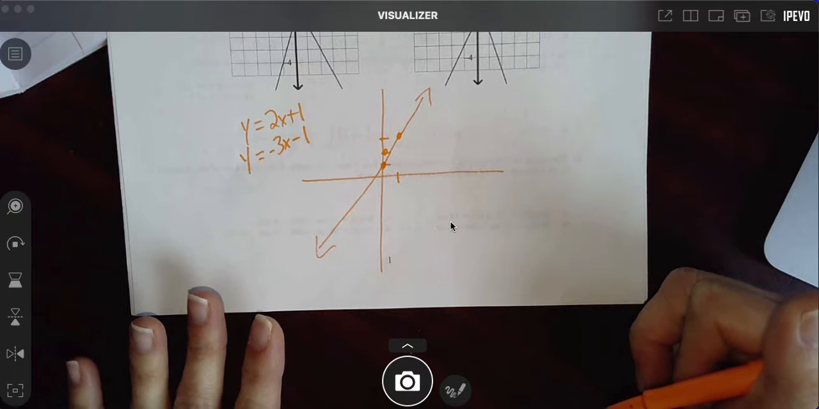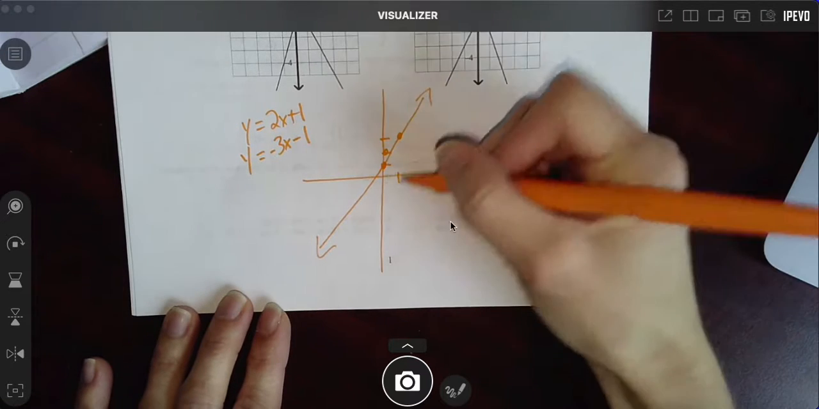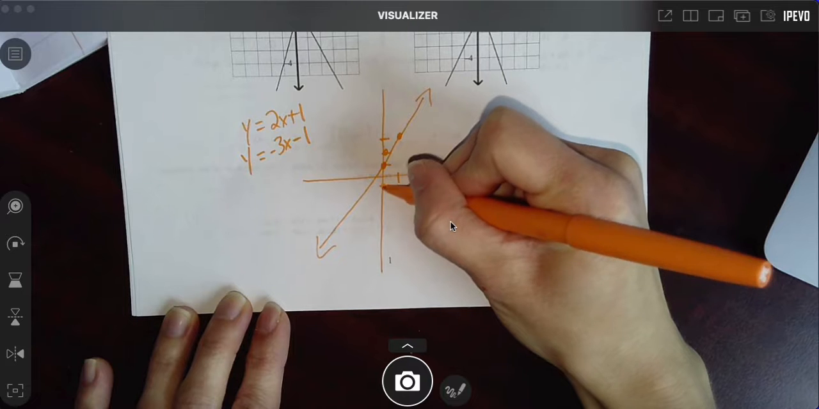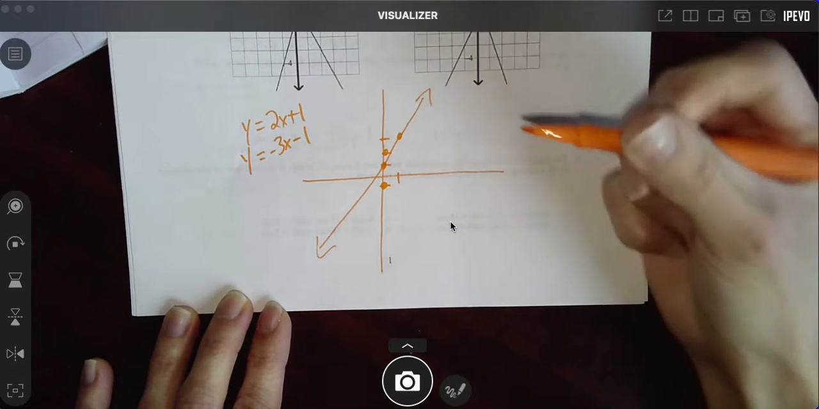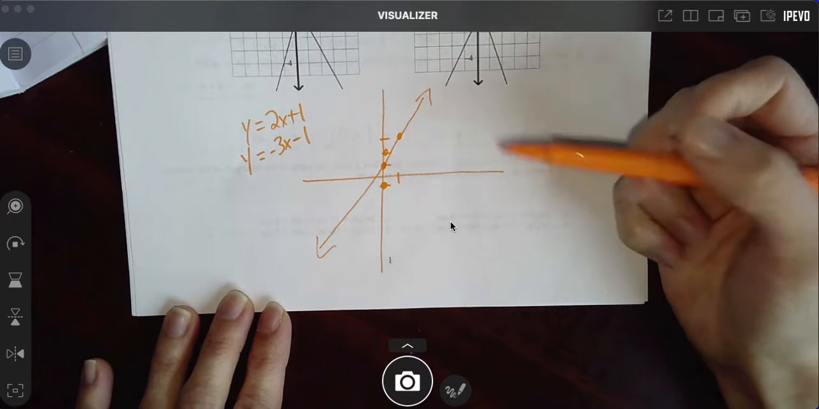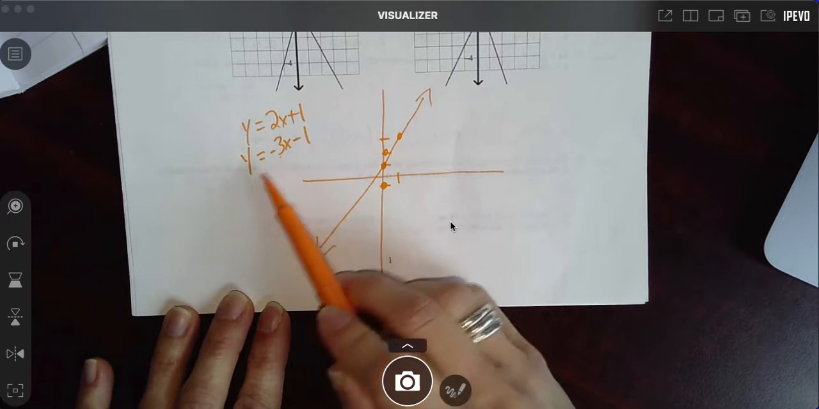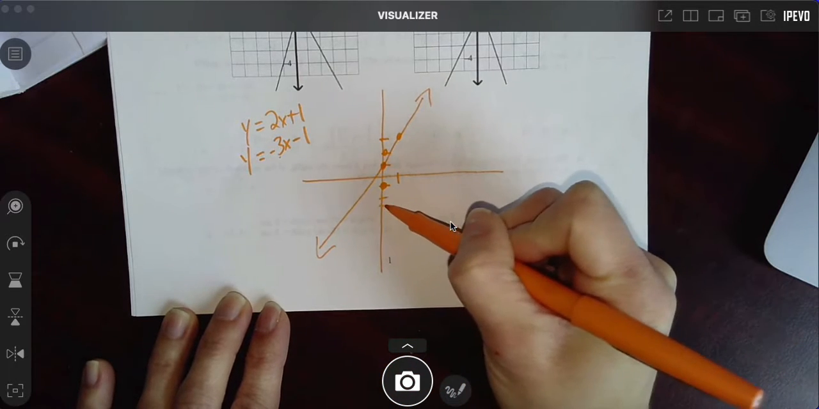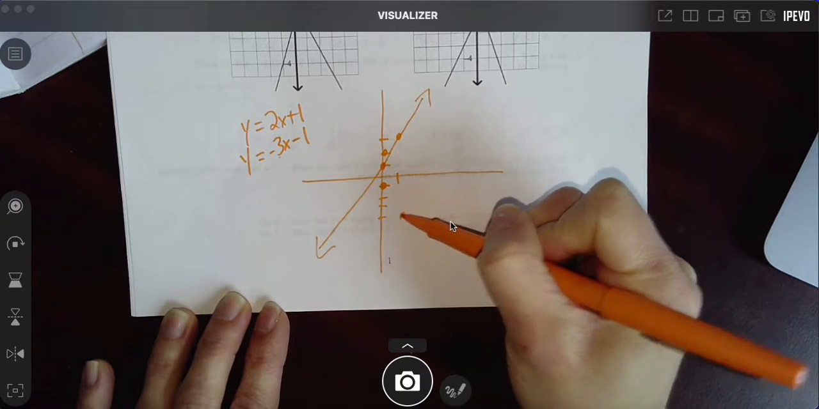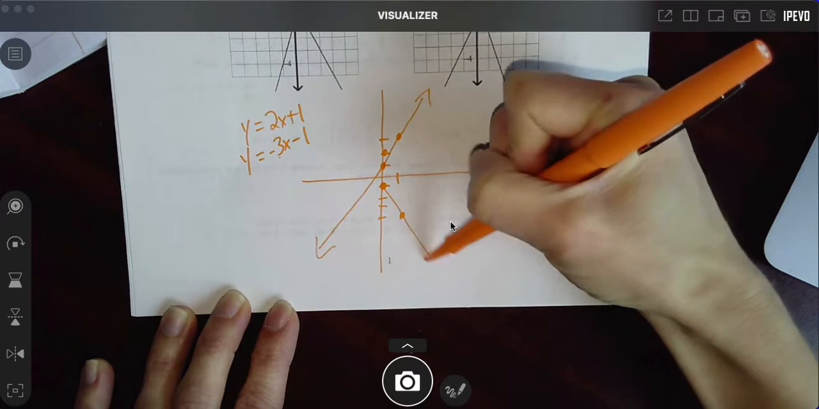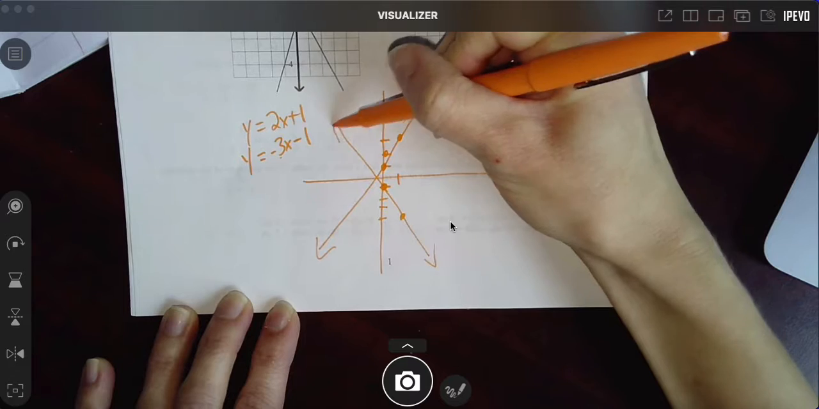Okay. We're going to go down 1. That's my starting point. And from there, where are we going to go? Down 3 and over 1. I'm using these 2 numbers right here to figure out where to go. Down 3. Okay. And I draw my line.